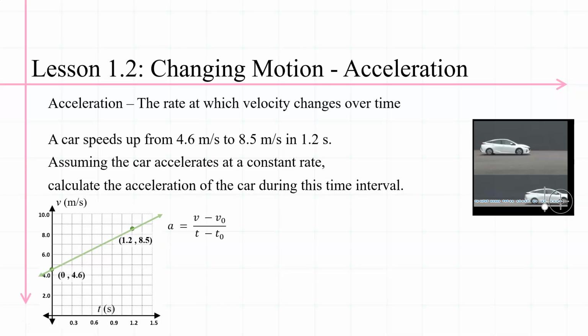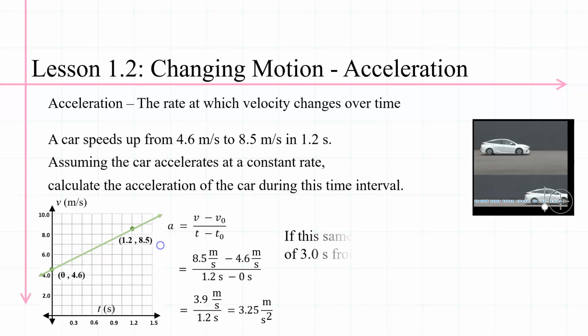I'm just going to use my equation in slope form here. 8.5 minus 4.6 over 1.2 minus 0, which calculates out to 3.9 meters per second divided by 1.2 seconds. So I gained 3.9 meters per second over 1.2 seconds. How many meters per second is that per second? Well, if I divide, I find that that's 3.25 meters per second squared. And if I were using significant figures here, I need to keep it to 2 sig figs, so it would be 3.3 meters per second squared.